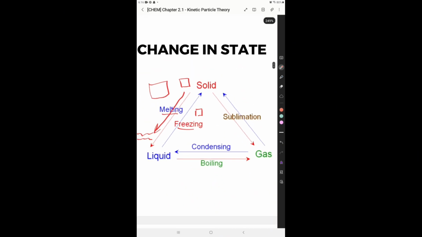And when liquid changes into gas, it is called boiling. And if gas changes into liquid, we call it condensing. Whenever we are cooking something, let's say you're boiling water for Maggie, you will see different kinds of vapors coming out of the pot. So that will be our boiling.